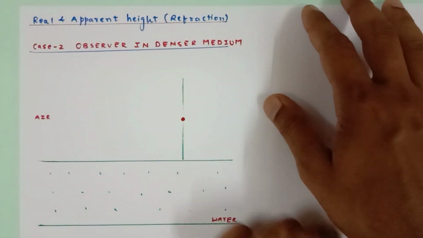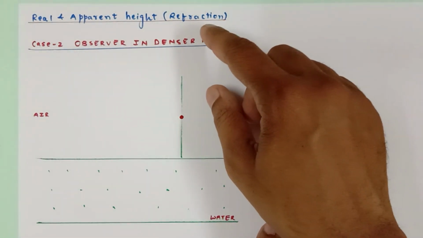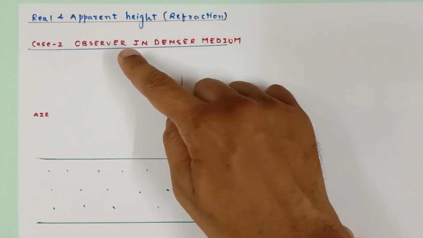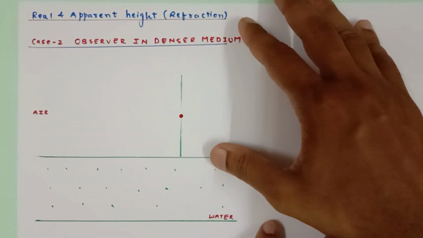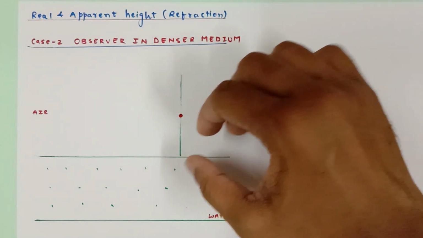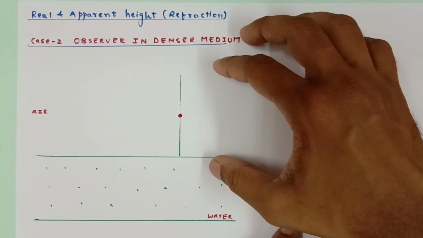So now let's continue with the case 2. In the previous case, we had studied about the effect of refraction when the observer was in the rarer medium and the object was in the denser medium. Now this is the reverse of the case that we had already studied, but some things are going to remain the same.